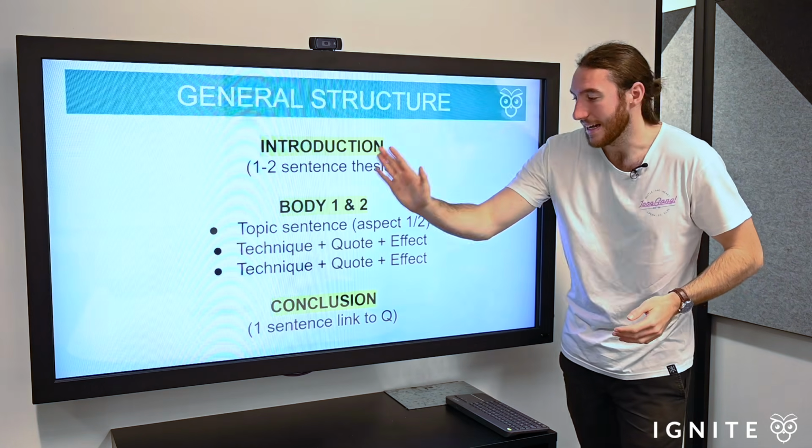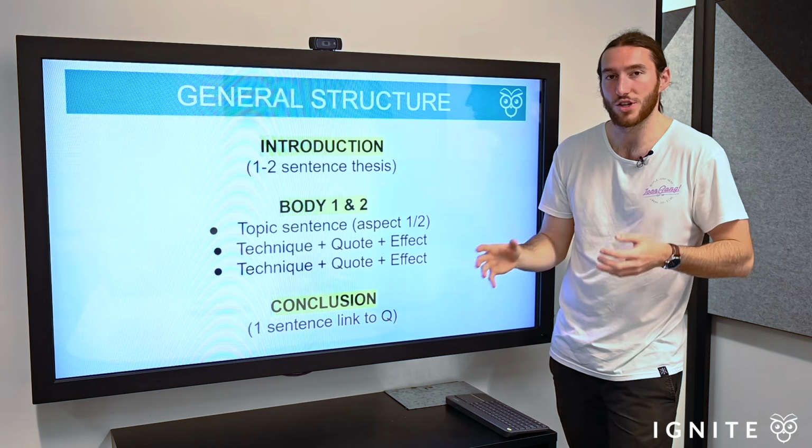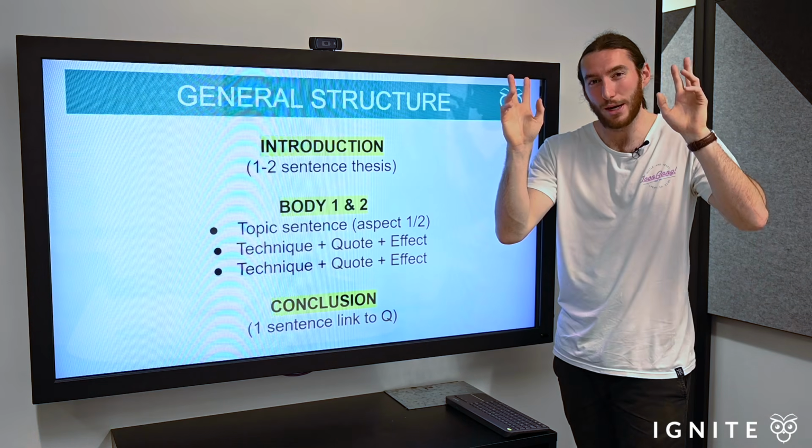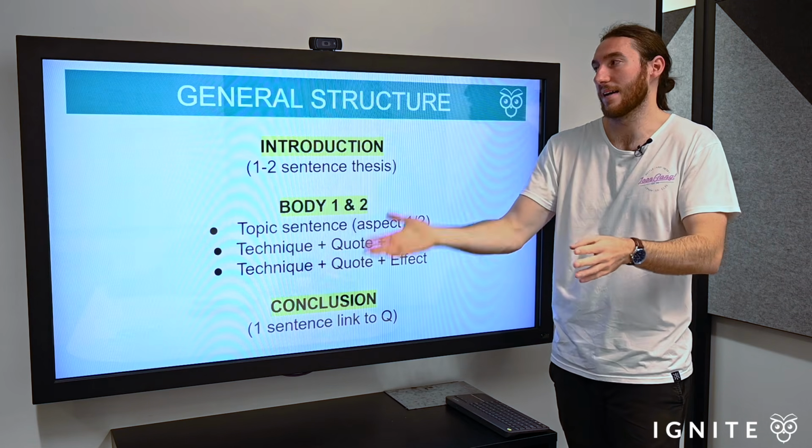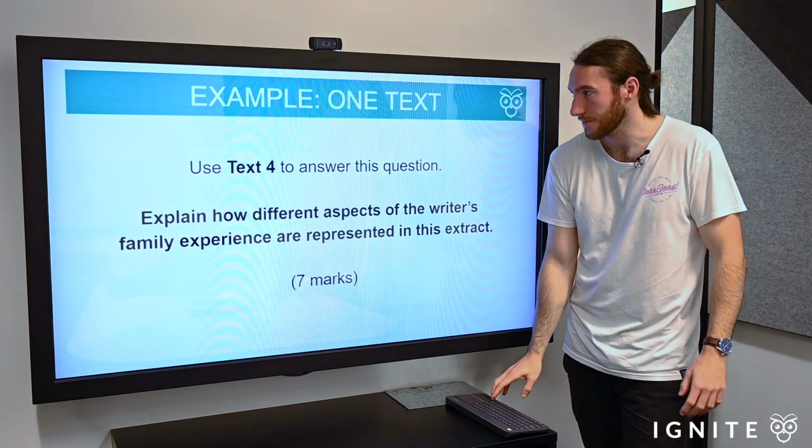In the conclusion, it's a simple 1 sentence link to the question, just an ultimately sentence. We call it an ultimately because you can start the sentence with ultimately, this text does this, and kind of wrap up the mini essay.